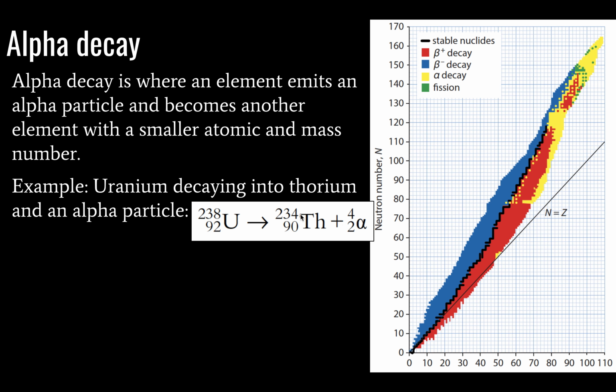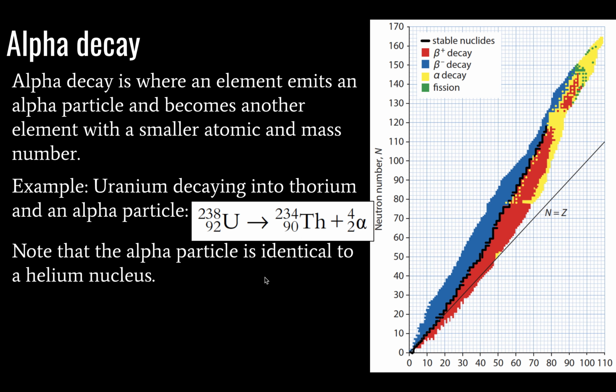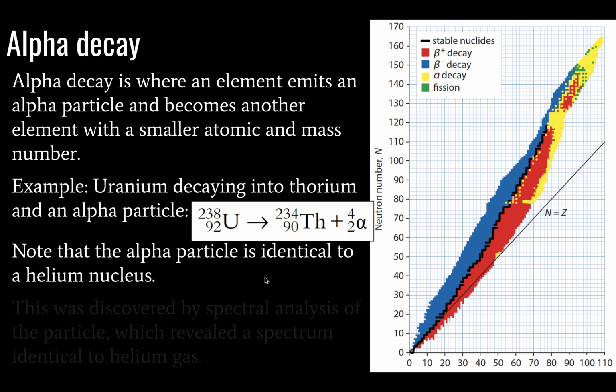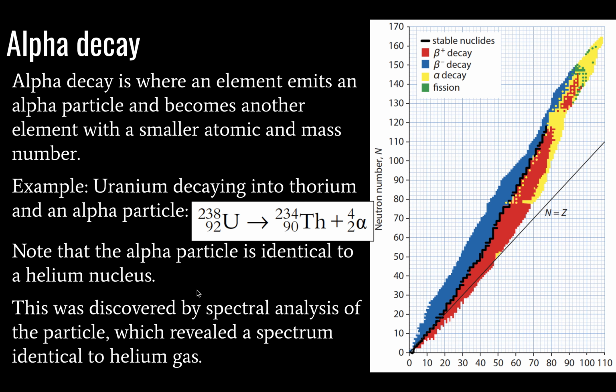So if we look at the mass numbers here, they should correspond. We subtract 4 from 238, and that gives 234. We subtract 2 from 92, and that gives 90 here. So basically, all of our particles in this example are conserved. In other words, we don't have any mass disappearing. And as we've discussed, our alpha particle is identical to the helium nucleus.